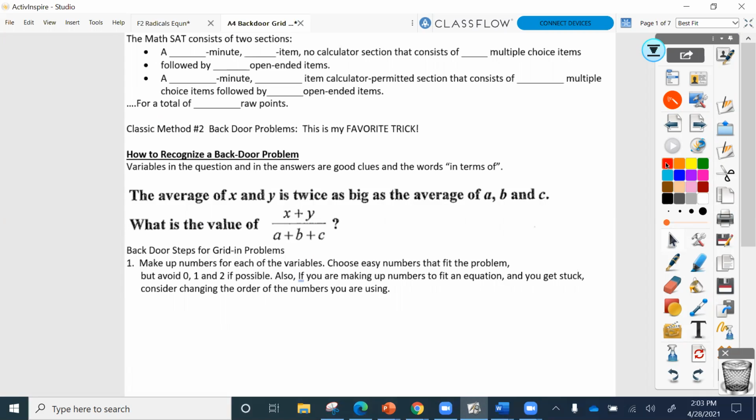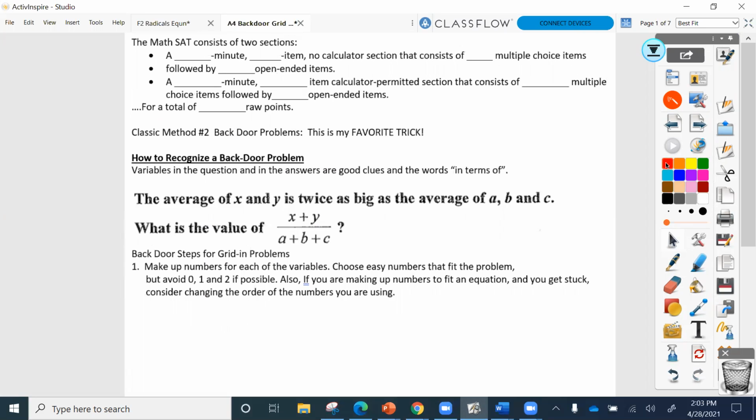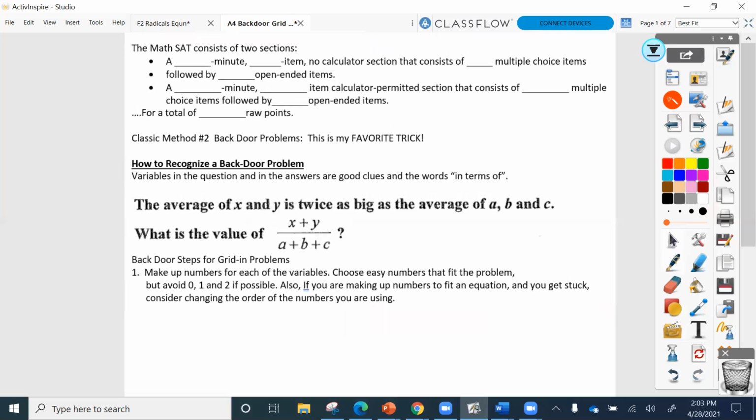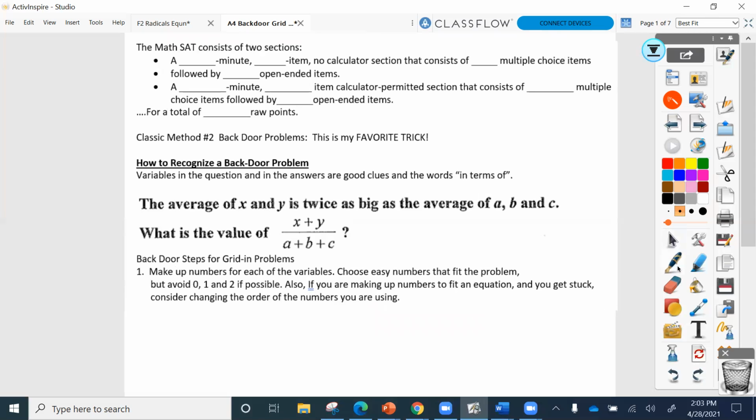There are two types of tests on the SAT math portion. One is only 25 minutes, and the other one is 55 minutes. On the shorter test, it's 20 items, no calculator. Of those 20, 15 are multiple choice and 5 are open-ended, or what I'm calling in today's lesson, grid-ins.